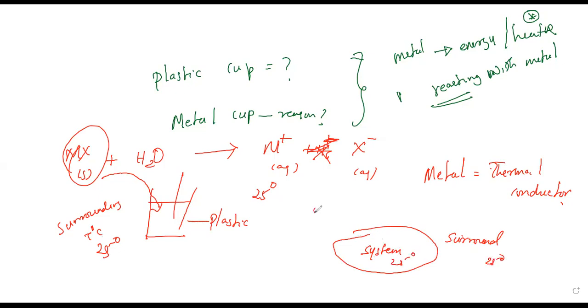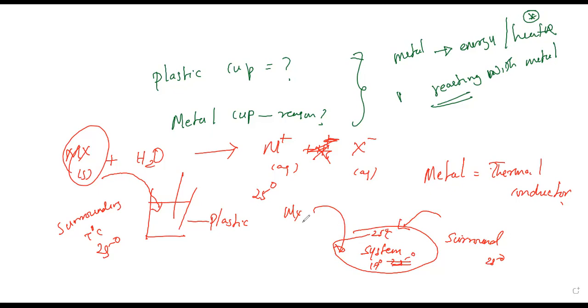What happens when you add the MX solid? The temperature decreases to 17 degrees Celsius. If you use metal, it will absorb heat from your surrounding and maintain the temperature up to 25 degrees Celsius. Did you understand? It will absorb the temperature from the surrounding. You have to use that word if you want to say it.